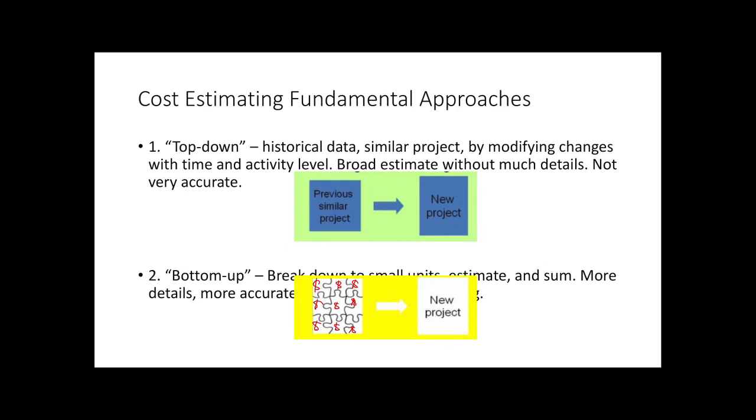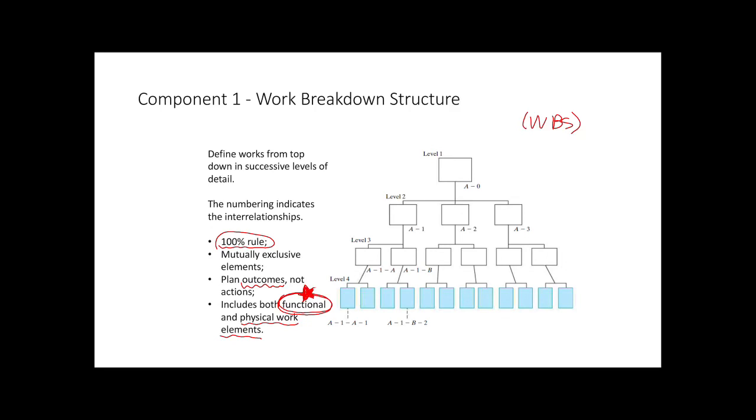So next is about the cost estimating approaches. We have introduced the two basic approaches, which are the top down and the bottom up. You want to understand how to use them to make a very rough estimation. And then we have introduced the work breakdown structure, WBS, and you want to know all the rules. You see the rules here. You want to know how to use the rules and what the rules mean.